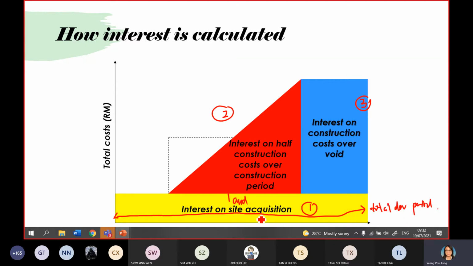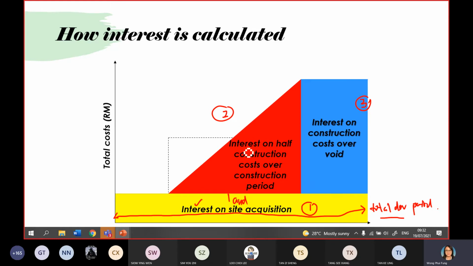I repeat again. The first thing the developer needs to purchase is what? Land. Land is very expensive, so they need to get funding from the bank, and the bank will charge interest. The interest charged on the land starts from day one until the end. So the interest is actually incurred throughout the total development period. That is the first one.